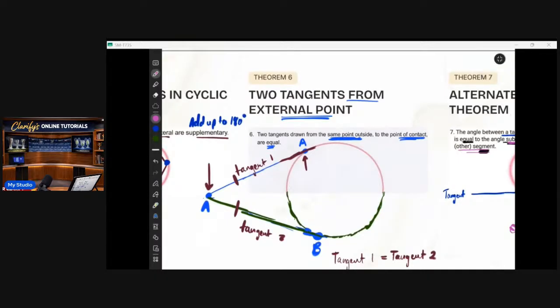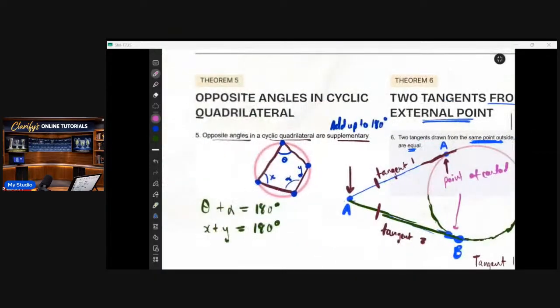Now we say angle with tangents that are drawn. This has nothing to do with angles, it's everything to do with tangents. It says tangents coming from the same point, if these tangents stop at the point of contact. Point A is a point of contact. Point B is also a point of contact. So tangents drawn from the same point outside to the point of contact are equal.